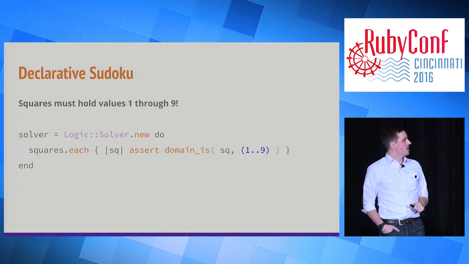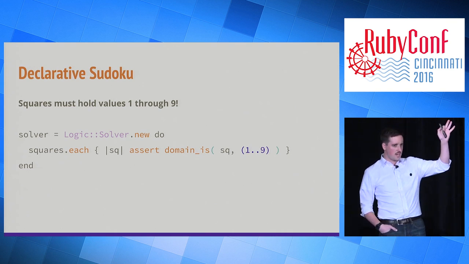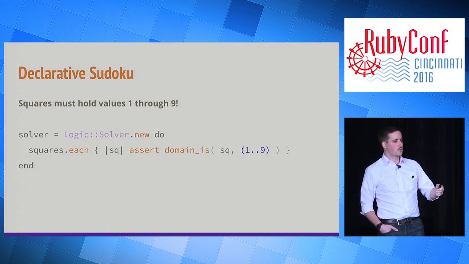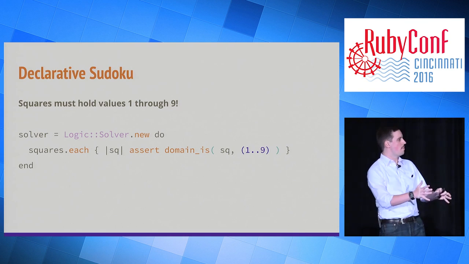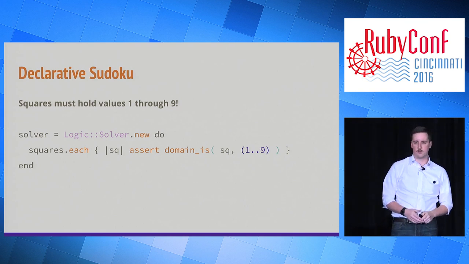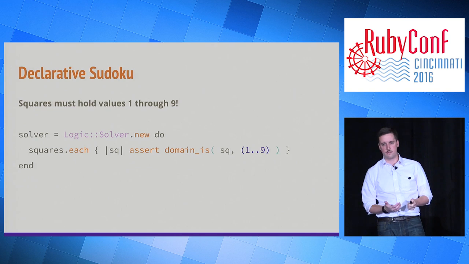Here's how we might do that first bit. We create a new logic solver, and we say for each square, this is assuming we've set up our data structure already, for each little unit, we say your domain is the range 1 through 9. You're allowed to take some value in 1 through 9.